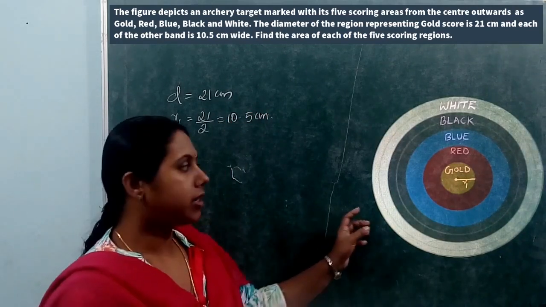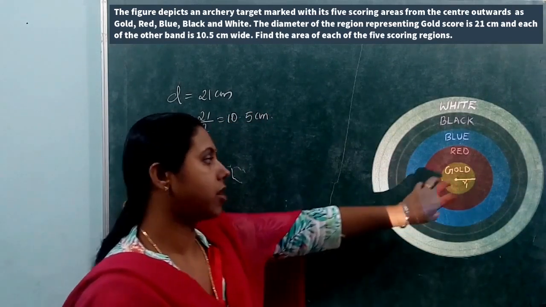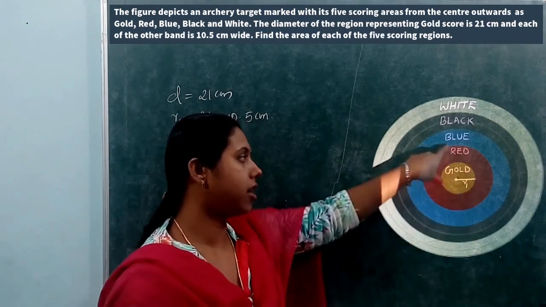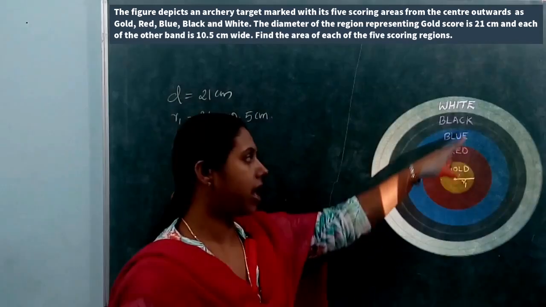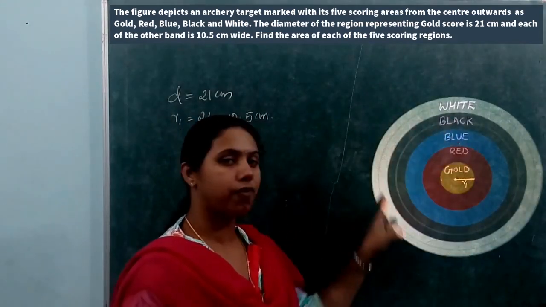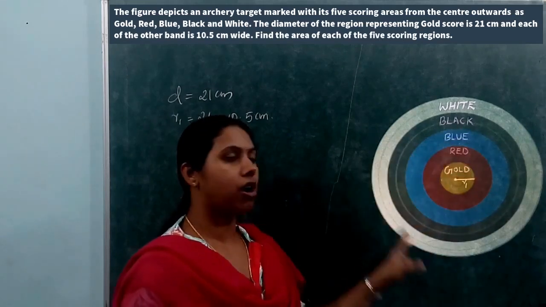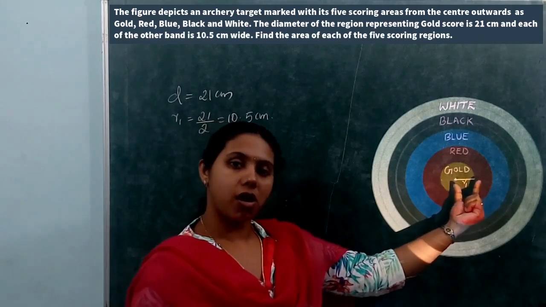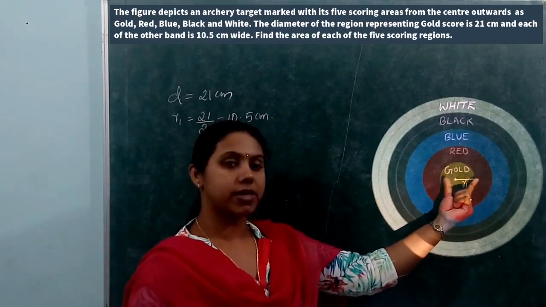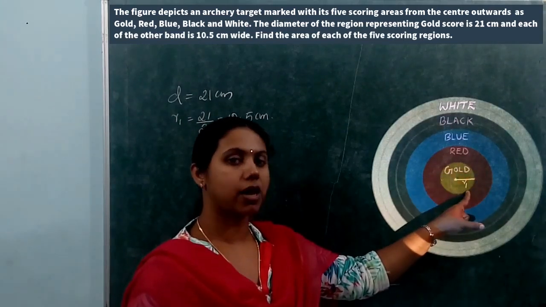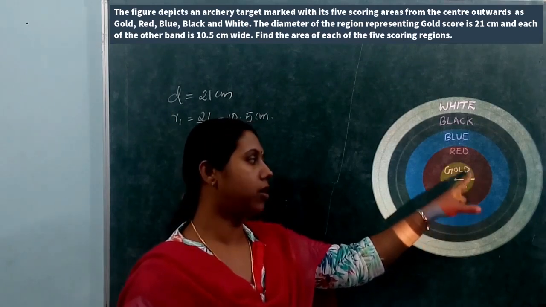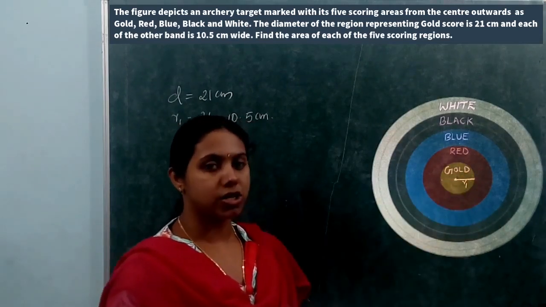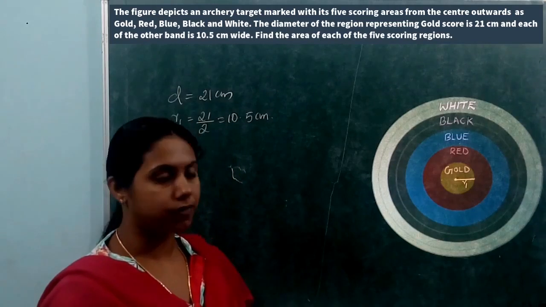We want to find the area of each region: area of this gold region, then area of the red region, area of the blue region, area of the black region and area of the white region. The area of the gold region is very easy because it's a circular shape. The area of the circle is equal to pi r square. We know the radius of the region, so we can find the area of the circle.